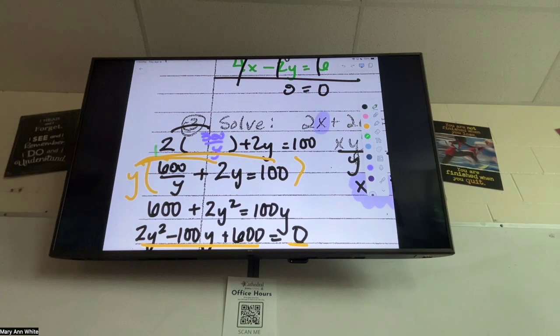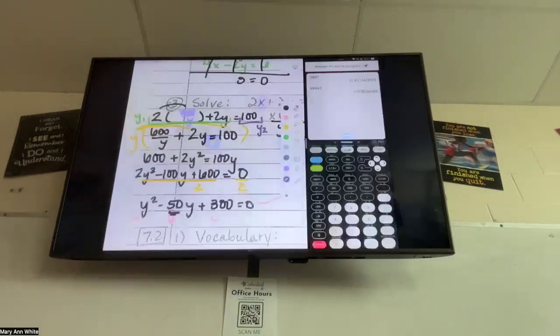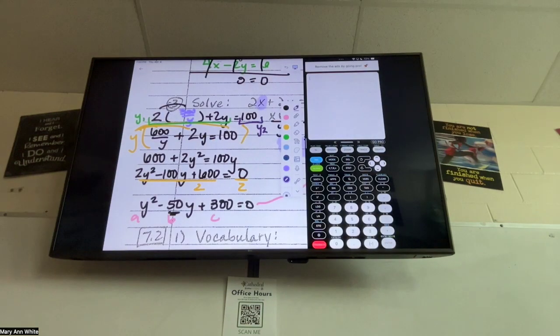I would have taken this and made that my Y1. And I would have taken this and made that my Y2. So let's get our calculators out. Let's go ahead and plug that in. We'll have to play with our mode. I mean, our window. We'll have to play with our window a little bit.